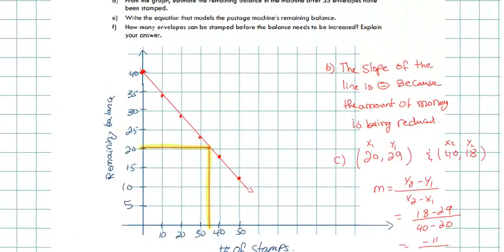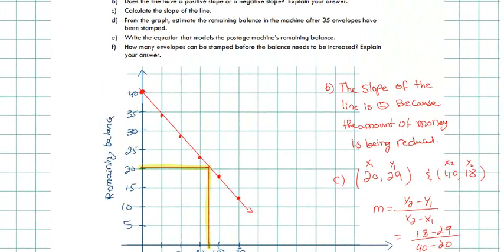Write the equation that models the postage machine remaining balance. So now they're asking you for the equation. Equation means y equals mx plus b. What's my slope? Negative 0.55, I just found that. What's my y-intercept? $40, right? So I already have my equation.